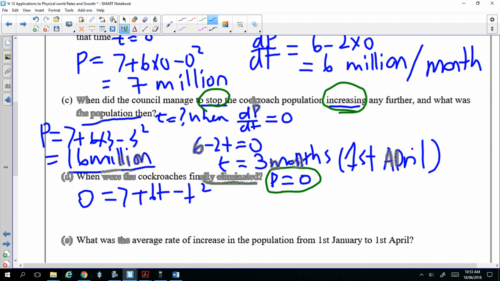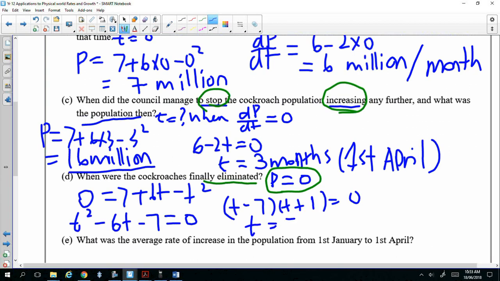So we multiply both sides by negative, so you get t squared minus 6t minus 7. We'll solve this quadratic and factorize, so it will be t minus 7, t plus 1. So what that means is t equal to 7 and negative 1. But remember, t stands for time. Time cannot be negative, so therefore, when were the cockroaches eliminated? After 7 months, so that will be 1st of August.